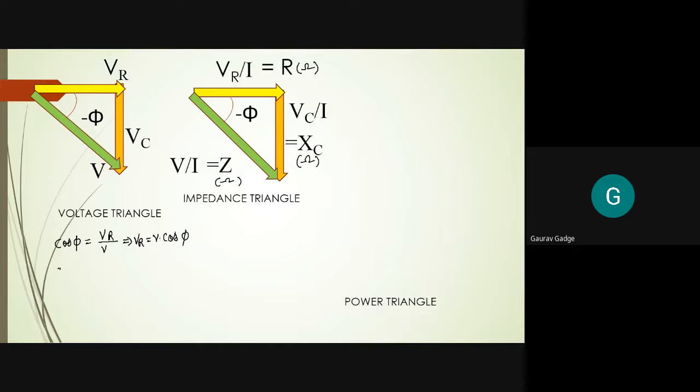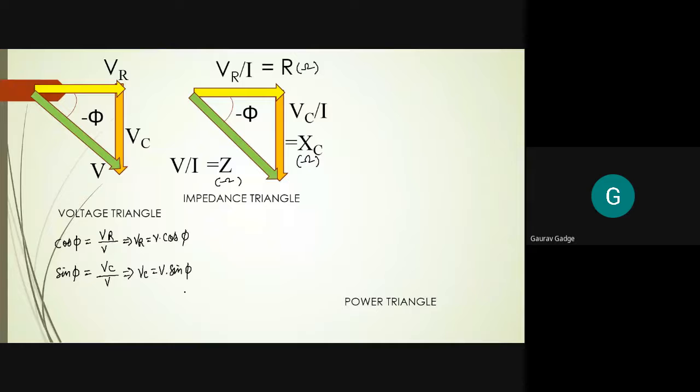Then sin phi, another trigonometric formula: VC upon V. See, sin of minus phi is equal to minus VC upon V. So minus minus get cancelled. So ultimately sin phi is equal to VC upon V. Now implies VC is equal to V sin phi.